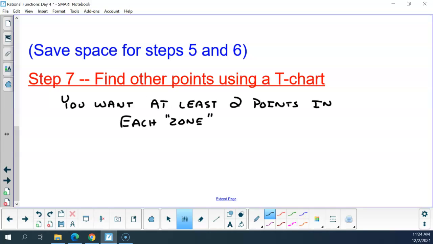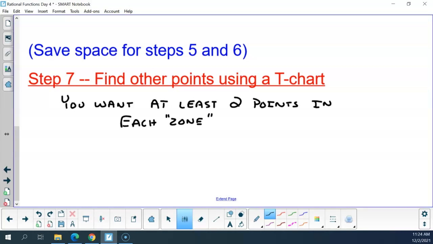Now you're going to say, Lynn, what's a zone? So, no, not quadrants. Okay? So when we have vertical asymptotes, that breaks our graph up into zones. So if we have one vertical asymptote, I've got 2 zones, left zone and right. If I've got 2 vertical asymptotes, I've got 3 zones, a left one, a middle one, and a right. Okay? So you want to know where the function's going in those areas, so you want to have points in those areas. Okay?